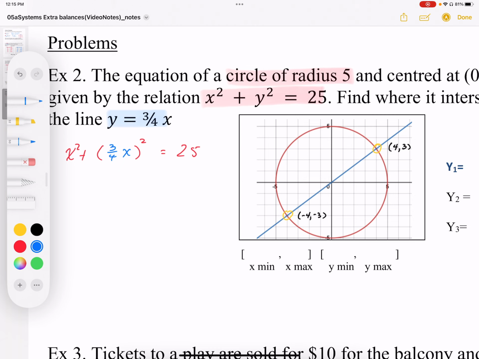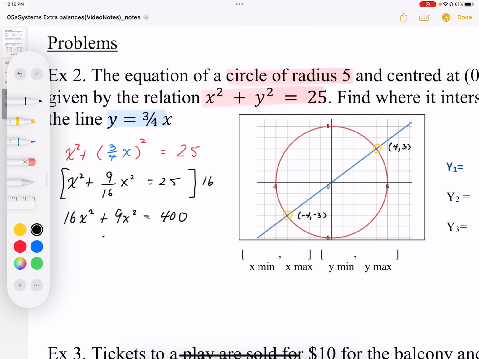So when we expand this out and simplify, this is going to end up being x squared plus 9 over 16 x squared equals 25. Well, if I want to solve this, I want to be able to get rid of that fraction. And although it's a square, because we can isolate the square, first of all, let's just get rid of this fraction. So I'm going to times that by 16. So I get 16x squared plus 9x squared is equal to 16 times 25, which is 400.